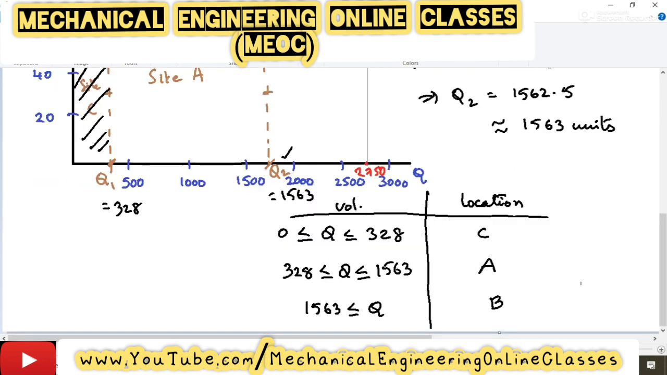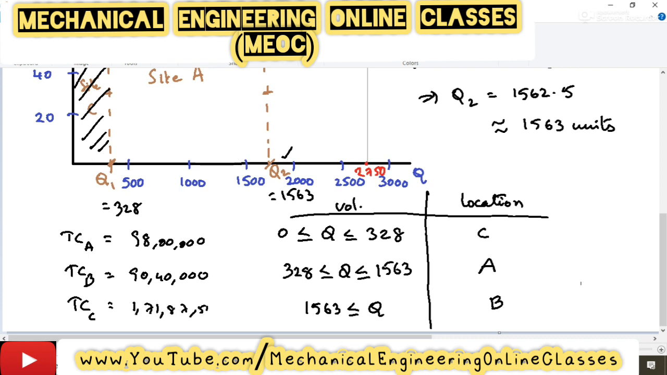So if this production breakup is asked to find, then you have to do all this exercise, but otherwise you can simply take the total cost values of all the sites and choose whichever is minimum. So for example, total cost of site A was only 98 lakhs and total cost of site B was 90 lakhs 40,000 and the total cost for site C was 1 crore 71 lakhs 87,500.